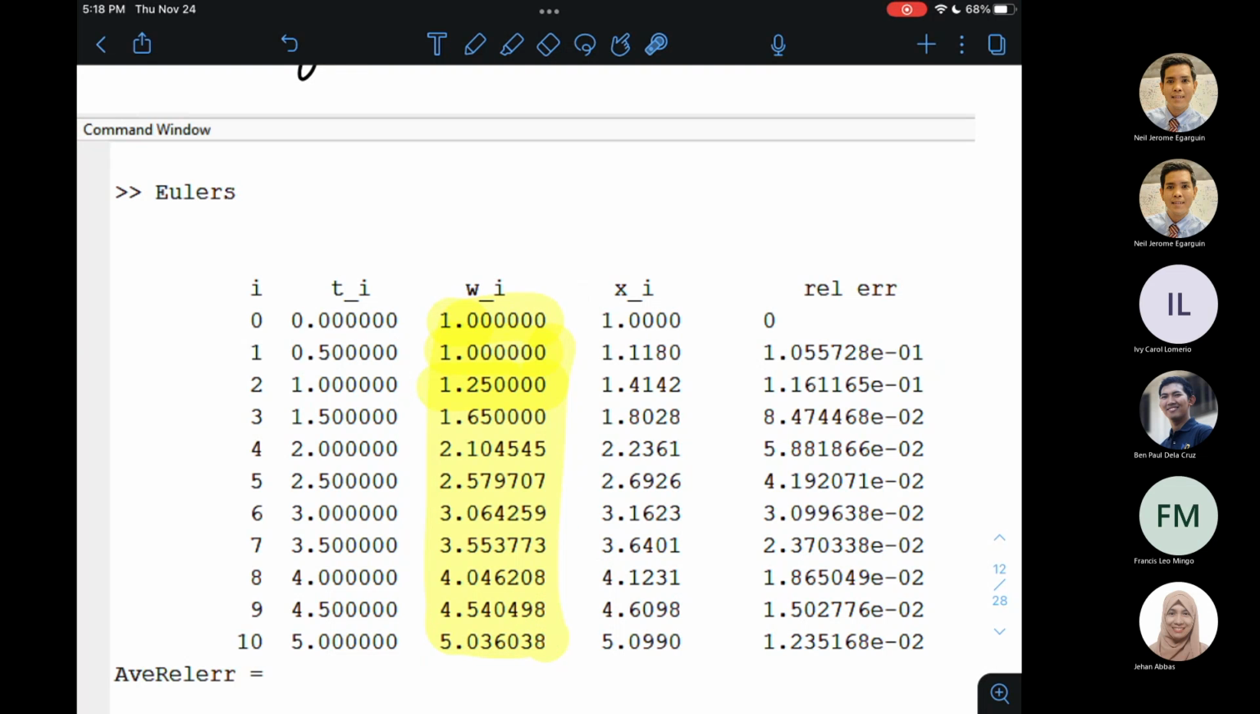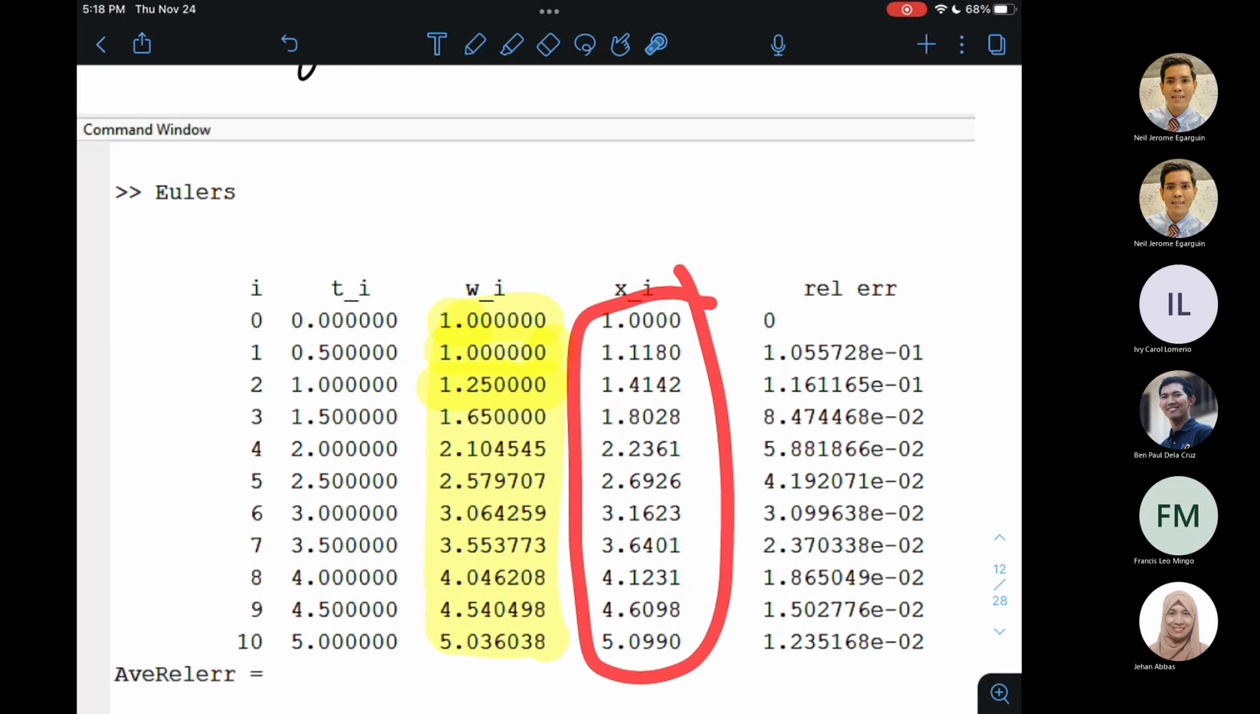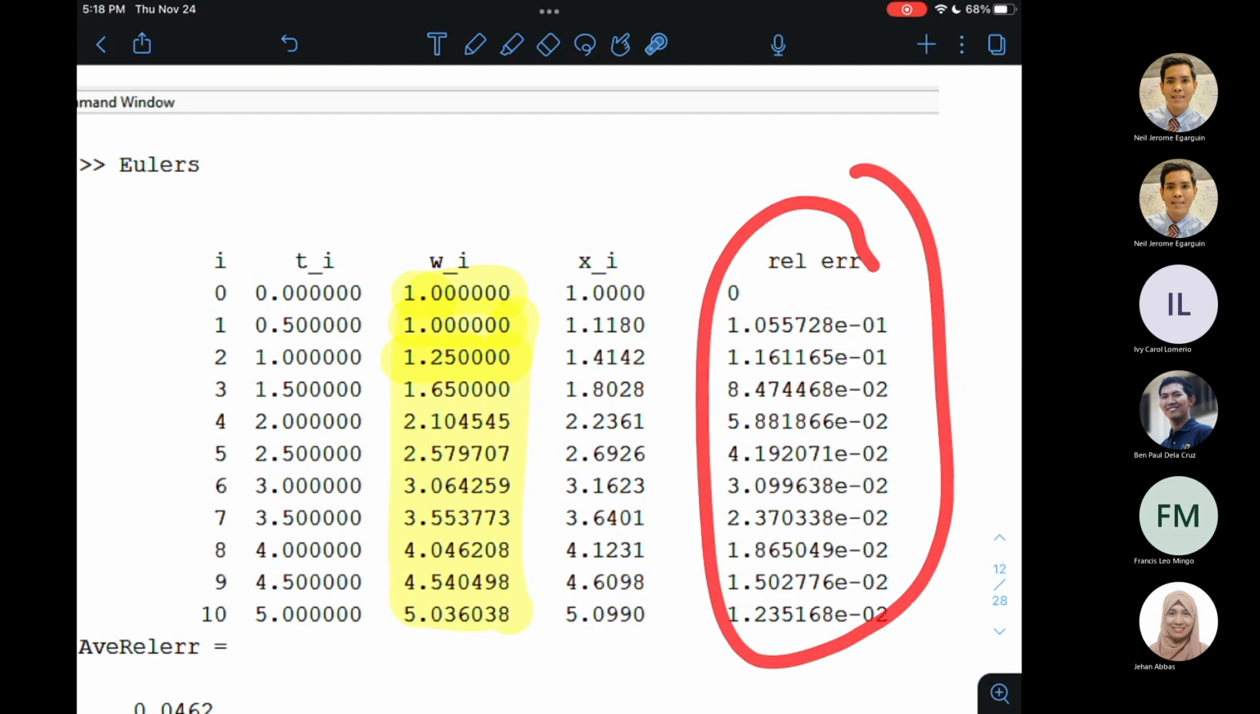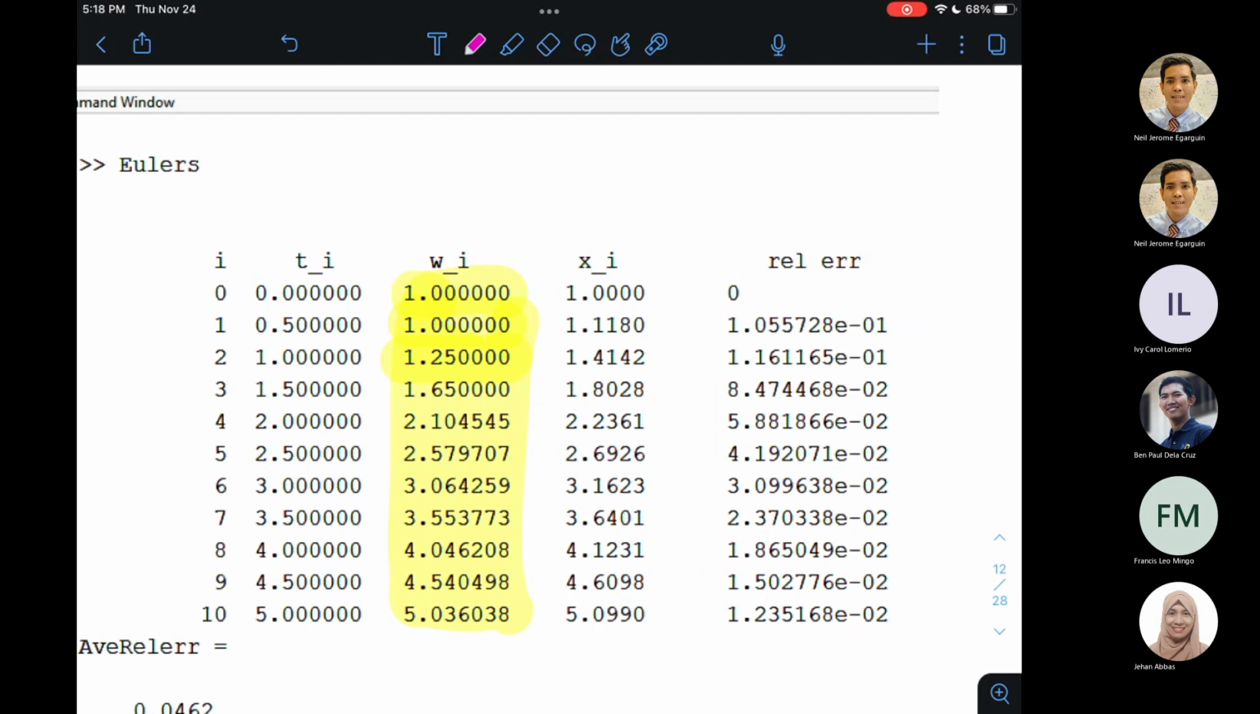And just to gauge the accuracy of the method, kasi alam ko yung true solution, nag-add ako dito ng isang column, these are the true numbers or the true values that we're trying to estimate. Okay? And then to make the analysis complete, naglagay pa ako ng isang column for the relative error. Well, the relative error is the percentage error. So this is basically the absolute value of w sub i minus x sub i. So this is what we call the absolute error.